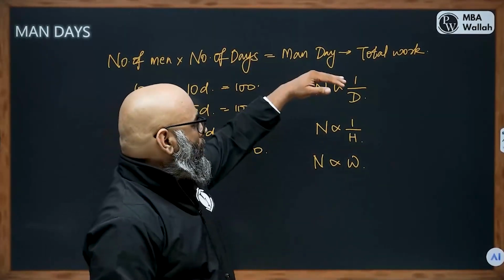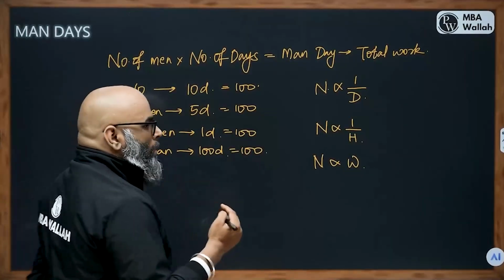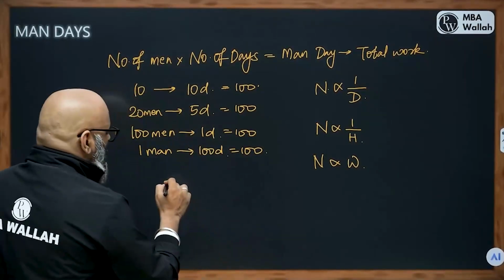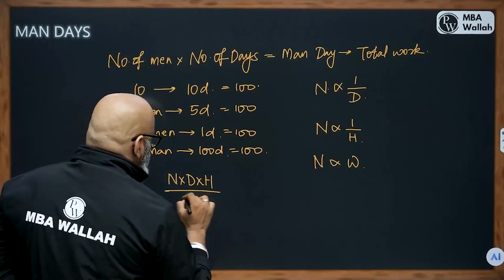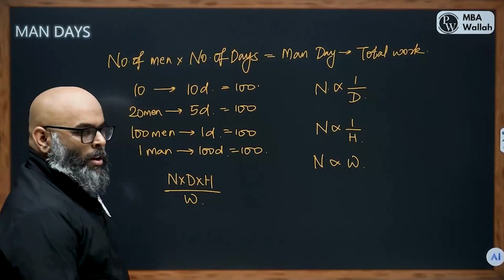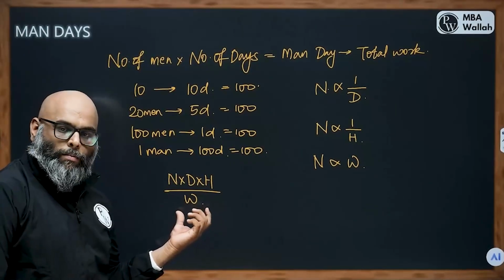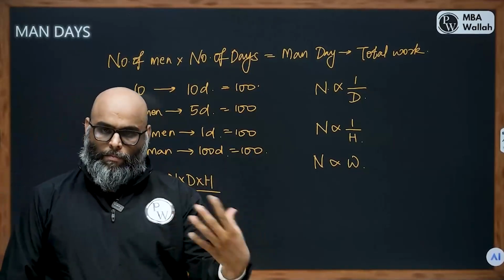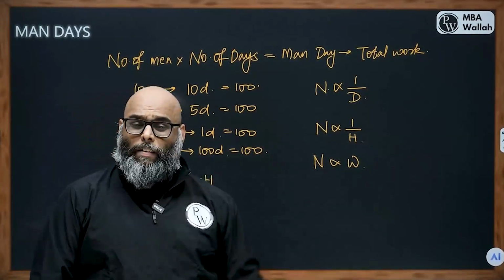Now this is true for any given case. So the amount of work done by one person, we always account it to be N into D into H by W. The total work done, this will be the average work done by one person. That's what we are writing. This will be equal for any given case.